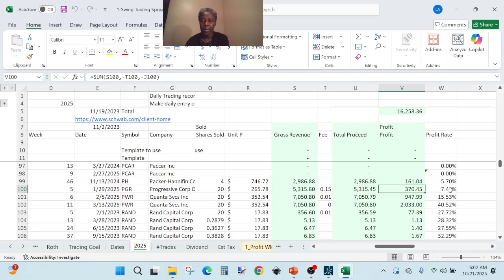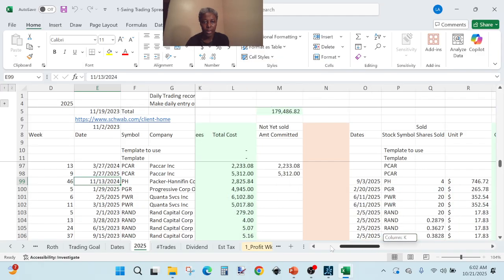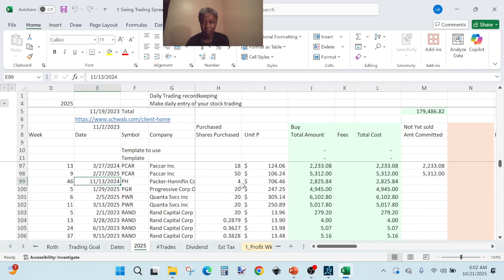So it may not look like a lot of money, but it is a lot of money. And we made that within a month by swing trading it. So the next one is PH. So we purchased PH in 2024. We got stuck in it. We purchased it at 706.